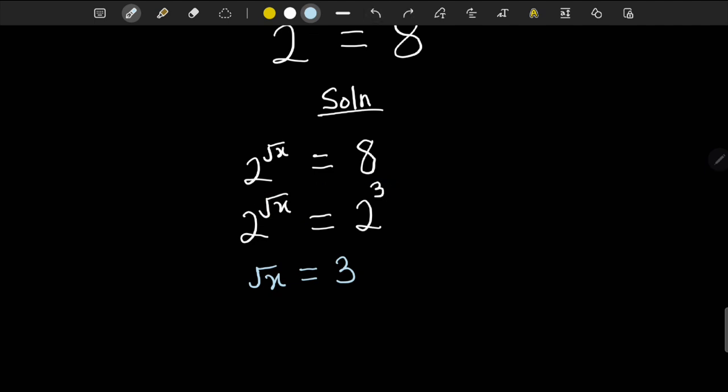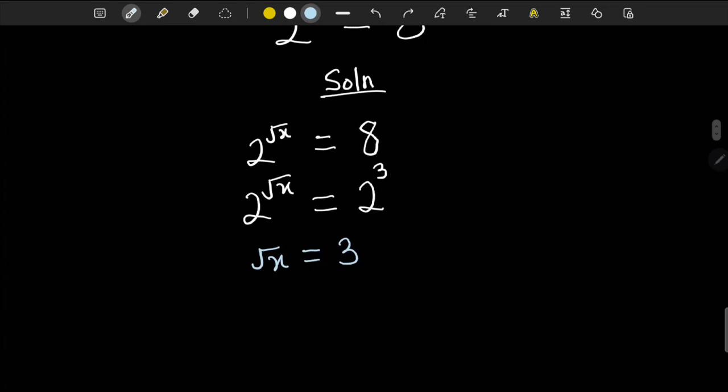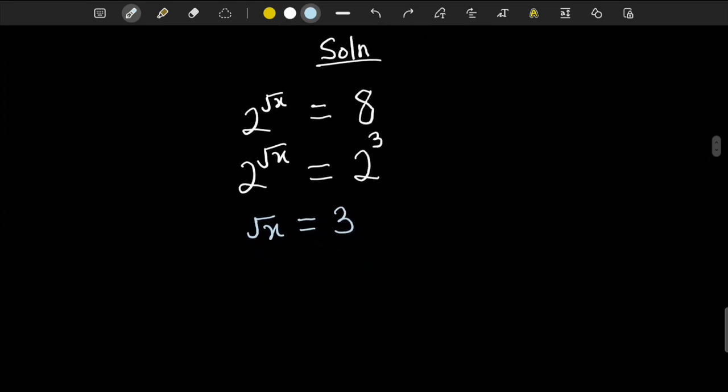Okay, so what you do now is to make sure the x is free of anything. We want the x to stand alone. So what we do is to find a way to get rid of the square root sign. Okay, and how do we do that? We can square both sides of the equation to get rid of it. So let's do this together.